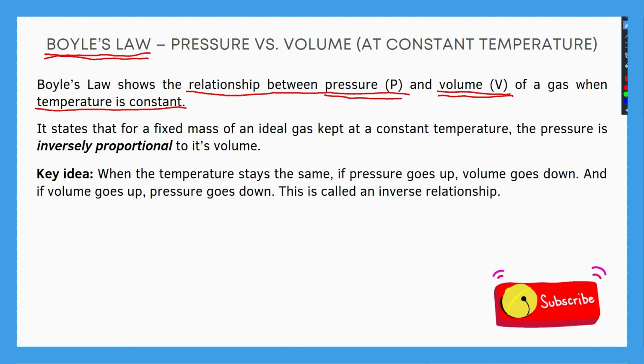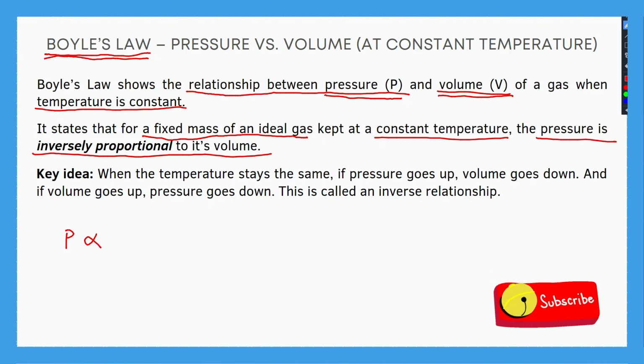The law states that for a fixed mass of an ideal gas that is kept at a constant temperature, the pressure is inversely proportional to its volume. How do we write that in math? If something is inversely proportional, we have the pressure P, inversely proportional to its volume. That is written as P is proportional to 1 over V, where V stands for volume and P stands for pressure.